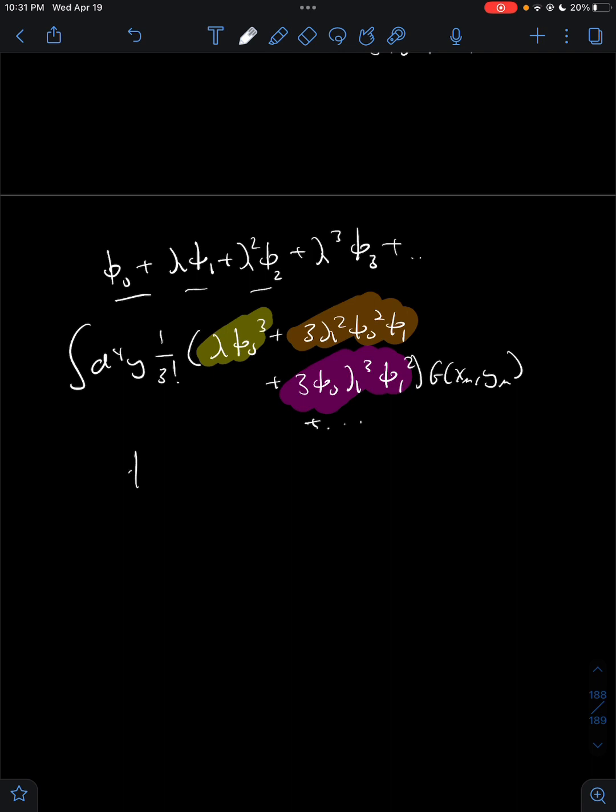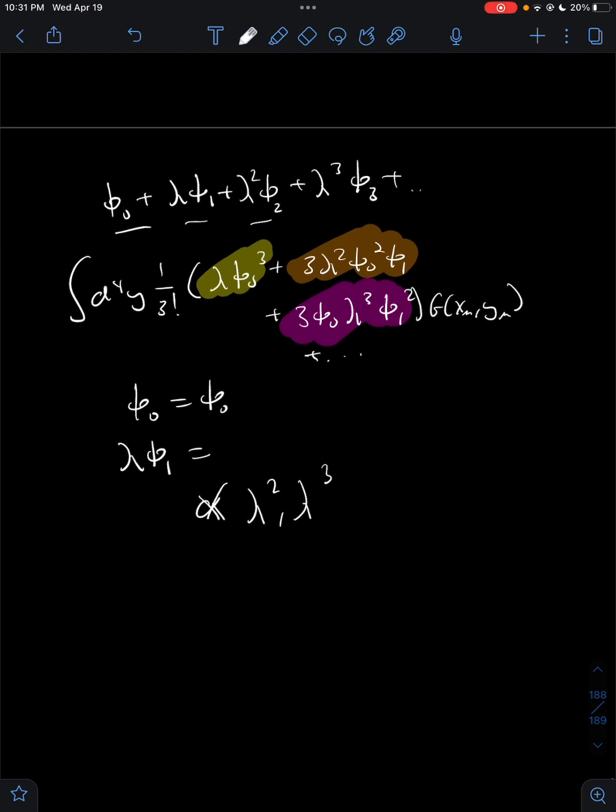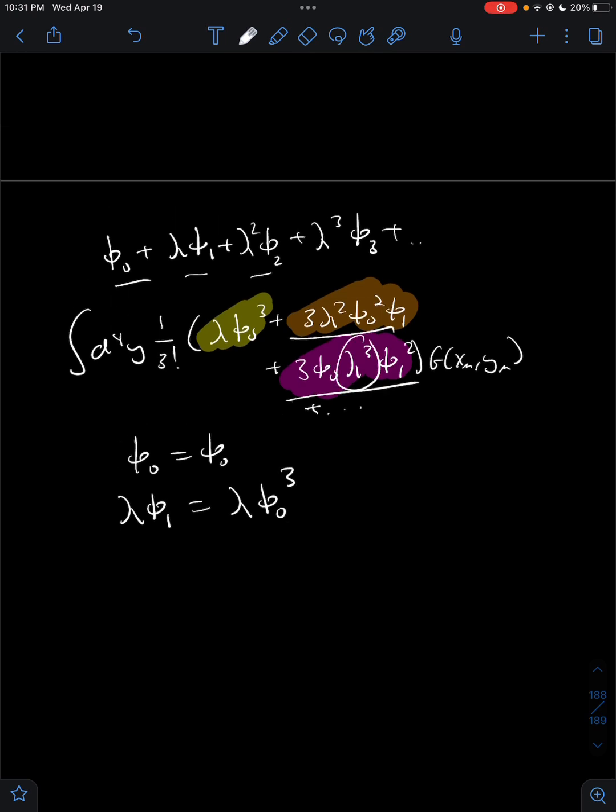So we know that phi naught is going to just equal phi naught, obviously. Now what's lambda phi 1 going to be? Well, lambda phi 1 is going to be equal to the term in the series over here that has a lambda next to it that's of the first power. It cannot be proportional to something that has a lambda squared or a lambda cubed in it, because then we wouldn't have a lambda in front. We'd have a lambda of a higher power. So this means that lambda phi 1 has to be lambda phi naught cubed. They cannot be equal to any one of these terms, since these are of higher order of lambda.